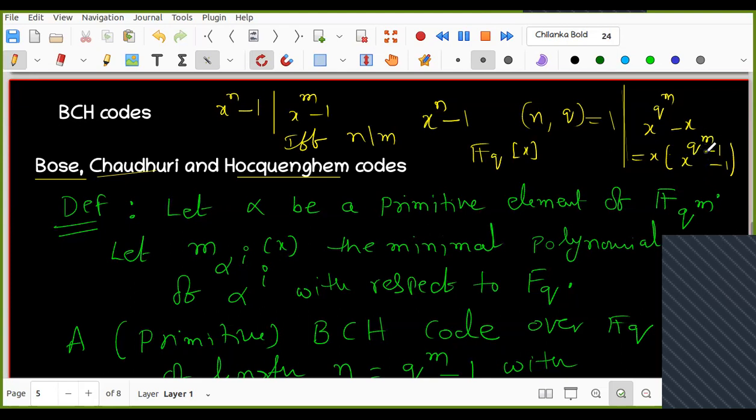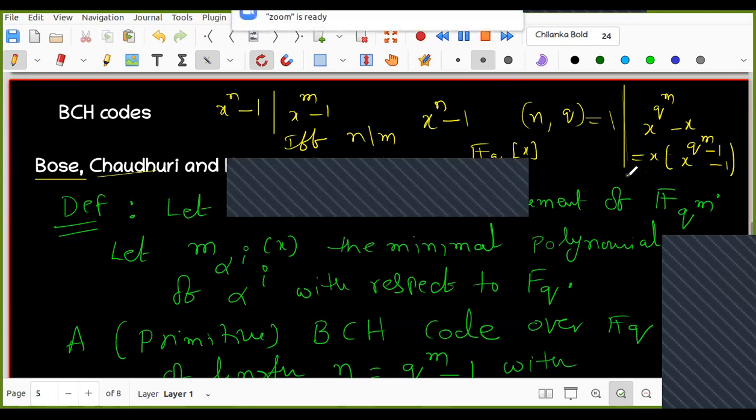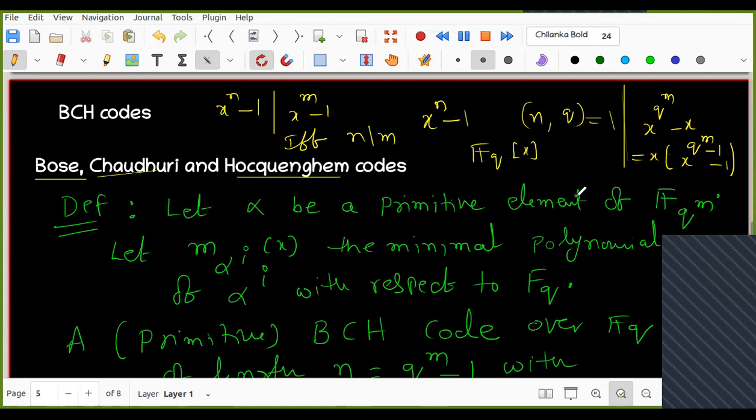For example, how many factors will there be for x power q power m minus 1 minus 1? The number of cyclotomic cosets. Oh, thank you very much. That is the thing. So yeah, okay, good. That is related to the number of cyclotomic cosets. Each cyclotomic coset will give one irreducible polynomial, right?